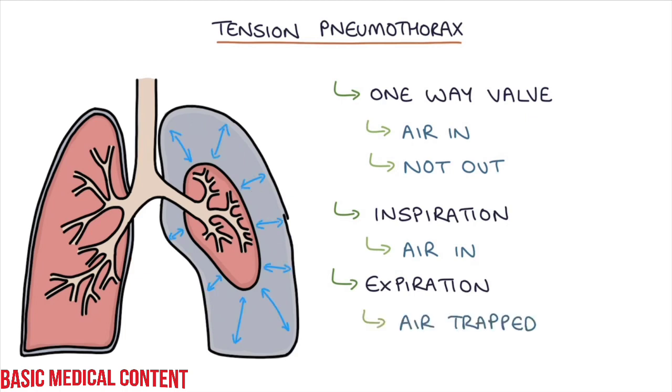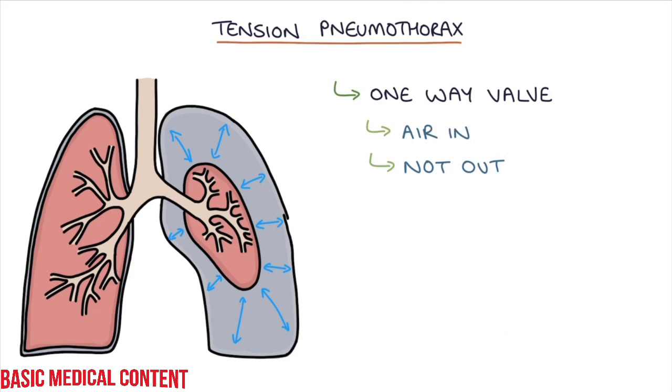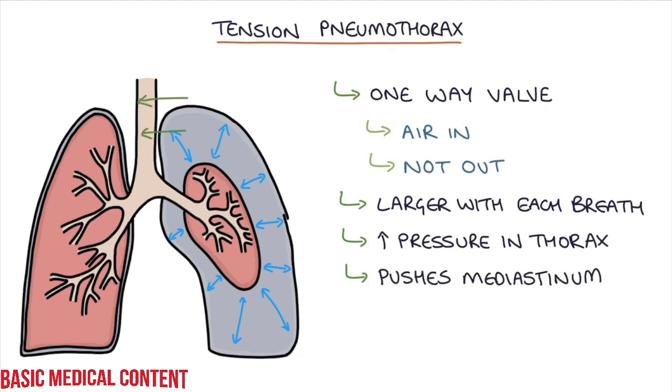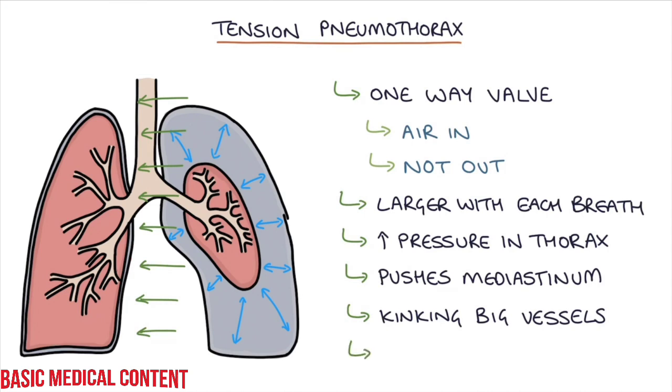Therefore, more air keeps filling in to this pleural space with each breath, and it can't escape. This means the pneumothorax gets progressively larger with each breath. This is obviously very dangerous as it creates increased pressure inside the thorax, and it will end up pushing the mediastinum across, kinking the big vessels in the mediastinum and causing cardiorespiratory arrest.